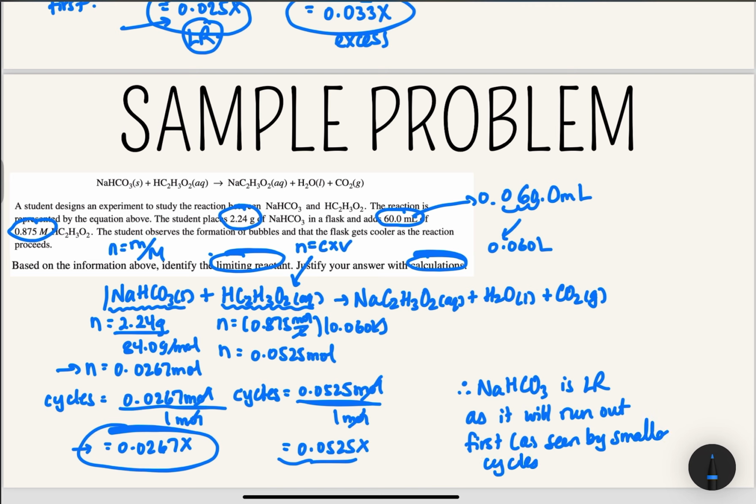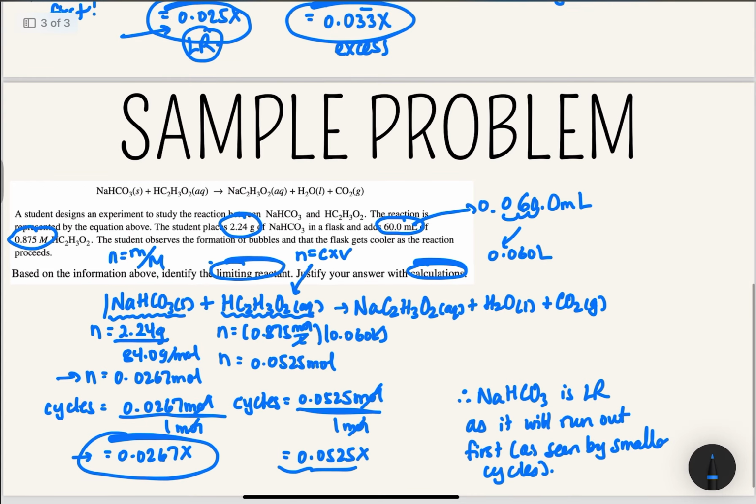I hope you like this method of solving the limiting reactant. I just think it's, like I said, an efficient, quick and easy method to do so.